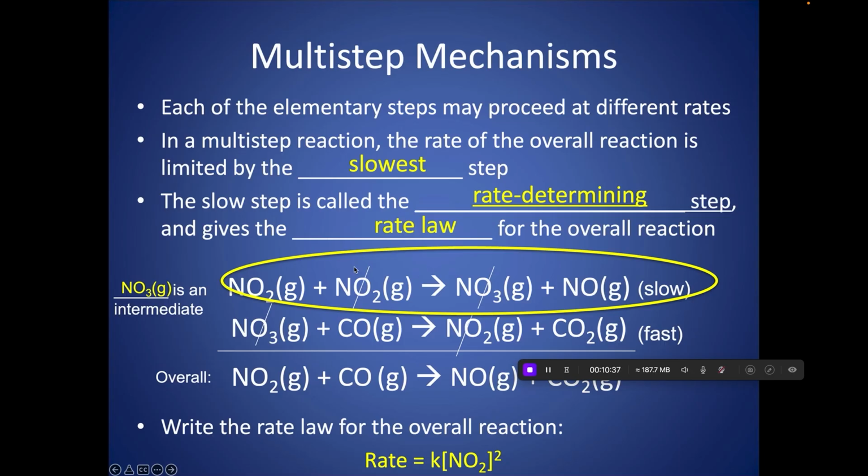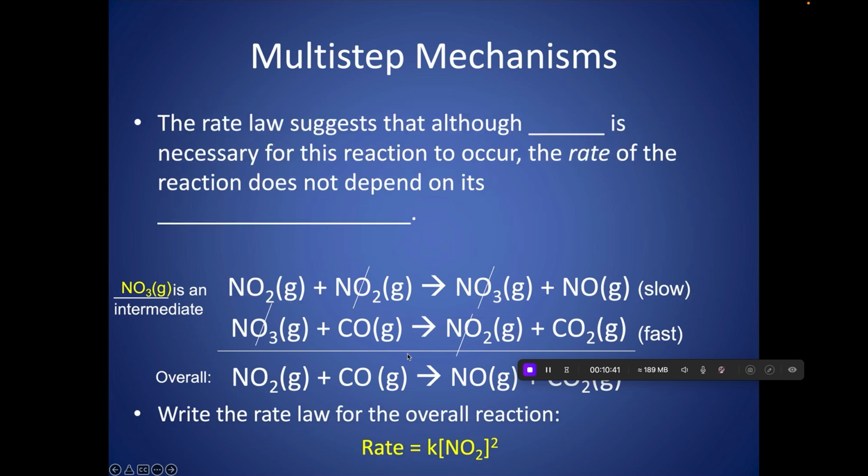Always, always, always, you're looking at your slow step to determine the rate law. This suggests that even though CO is in my overall reaction, it's the other reactant, notice it's not in my rate law. So that means that the rate does not depend on CO at all. Yes, it has to be there, but adding more is not going to make the rate go faster because it's zero order with respect to CO.